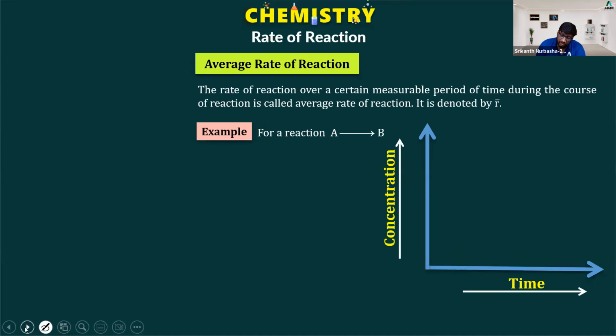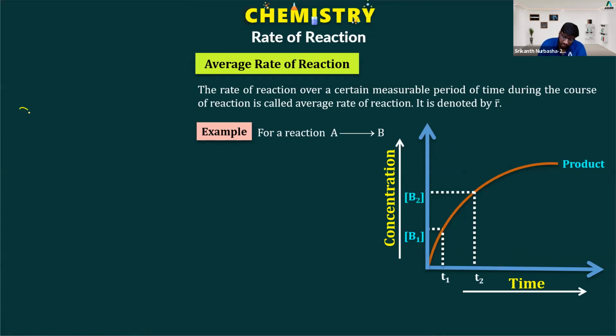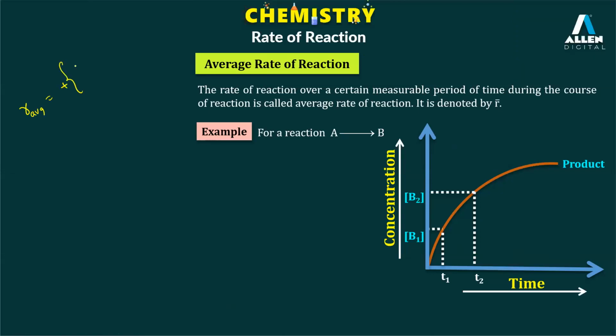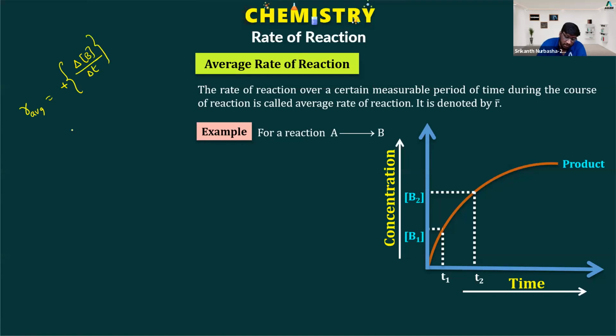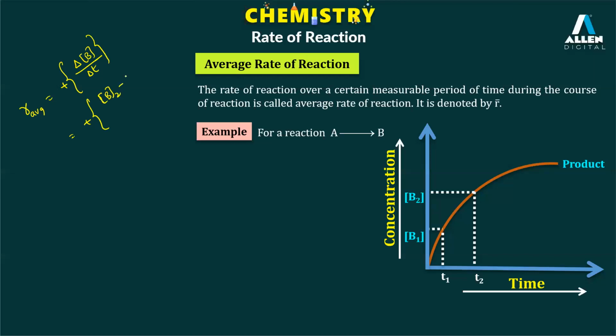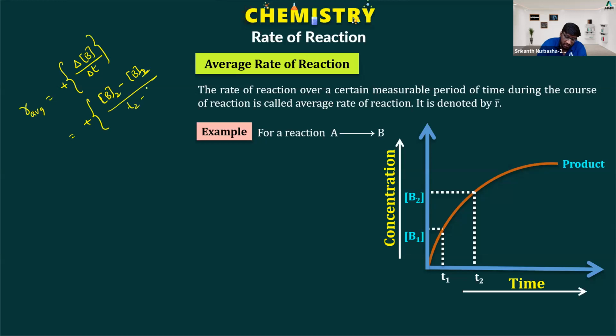Average rate of reaction, the same average rate you can measure with respect to product also. At time T1, concentration of product is concentration of B1. At time T2, concentration of product is concentration of B2. So R average is equal to, for product I have to use a plus sign. Change in concentration of B divided by time taken for that change. So plus of concentration of B at time T2 minus concentration of B at time T1, divided by T2 minus T1. So this is again a positive quantity.